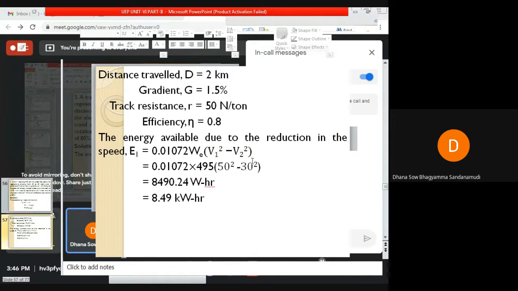So the energy available due to the reduction of speed. Speed is reducing due to regenerative braking here. Let us assume the energy available due to reduction of speed is E1. We already know the formula: 0.0107 into We into V1 square minus V2 square. Speed has been reduced from 50 to 30, so I have written 50 square minus 30 square. The accelerating weight, you already know, is 495. If you simplify it, you will get 8490.24 watt hour, and you can convert that into kilowatt hour, 8.49.